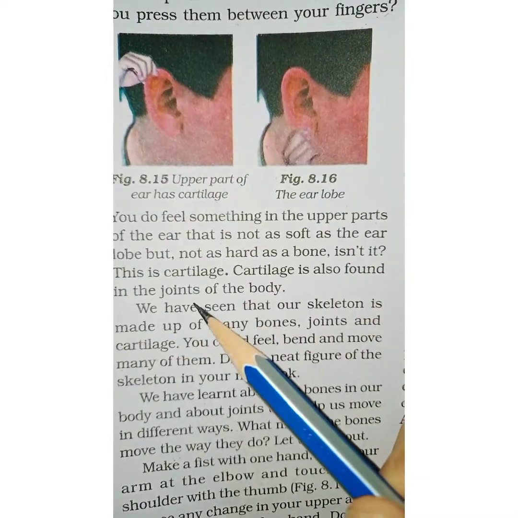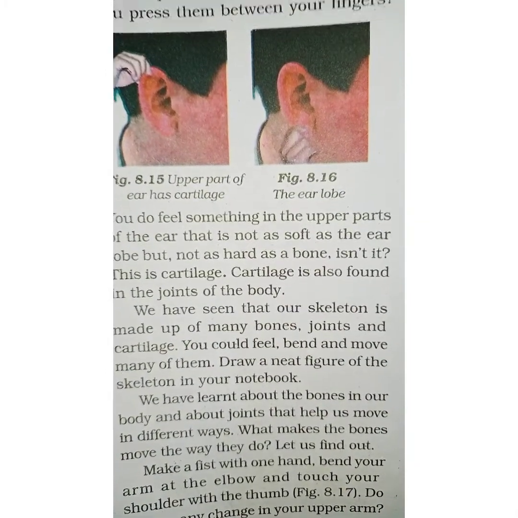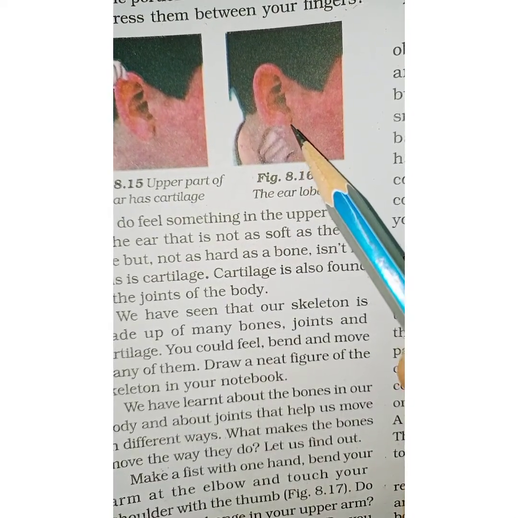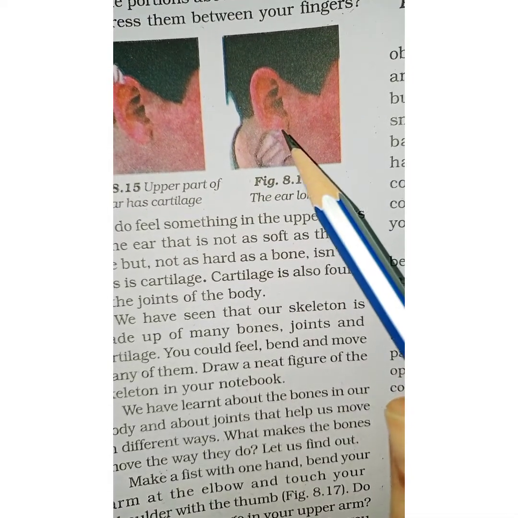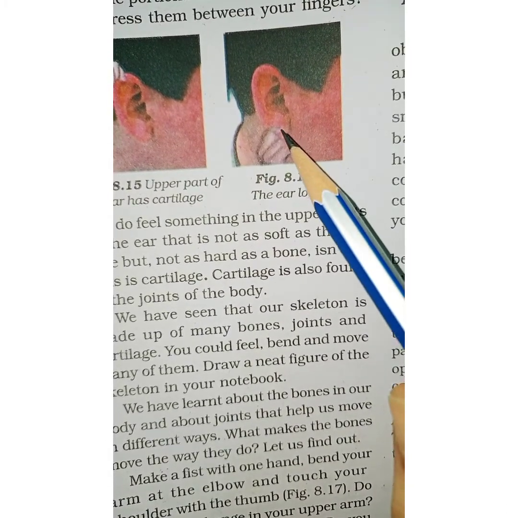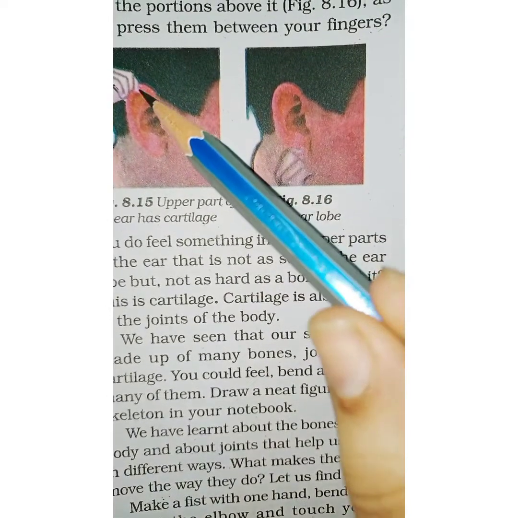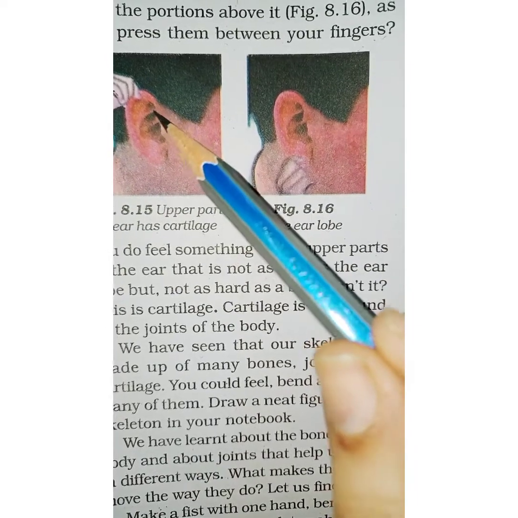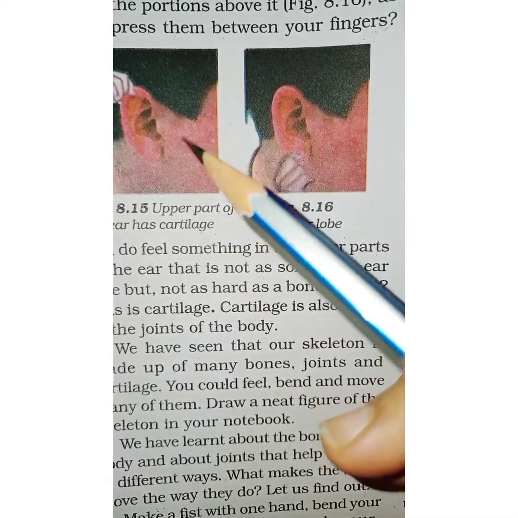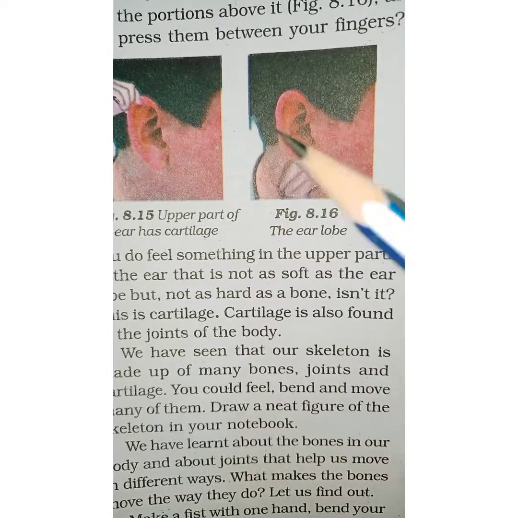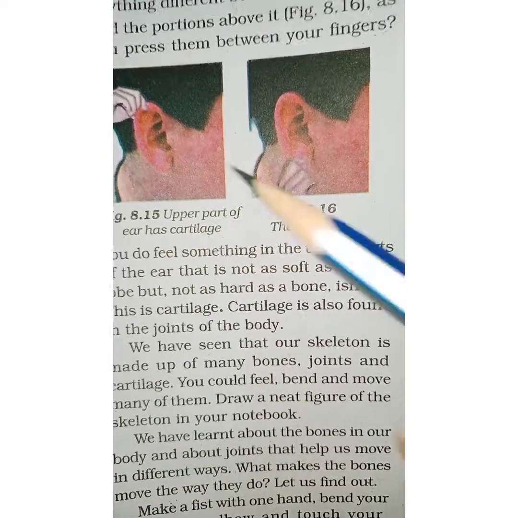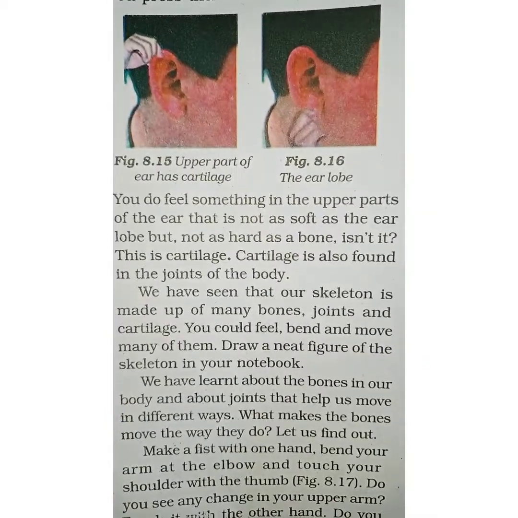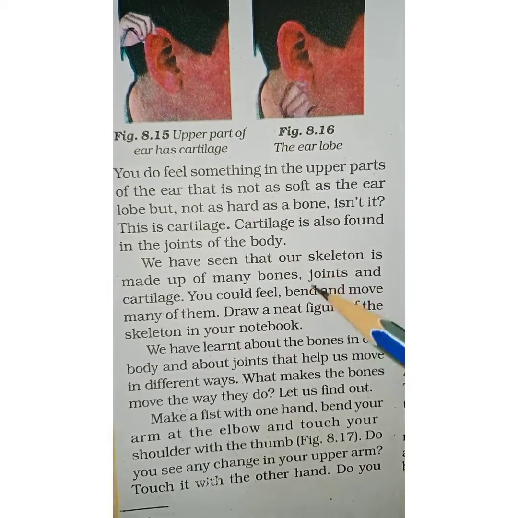Cartilage is also found in the joints of the body. On the earlobe, you can press, pinch, or pierce, and you will not find any bone present. Whereas when you touch the upper portion, you will feel something a little bit hard, but not too hard. If you press, it surely bends. It is not very soft, it is not very hard. That is the cartilage. And this cartilage is not only present in your ear but also at the joints of the body.